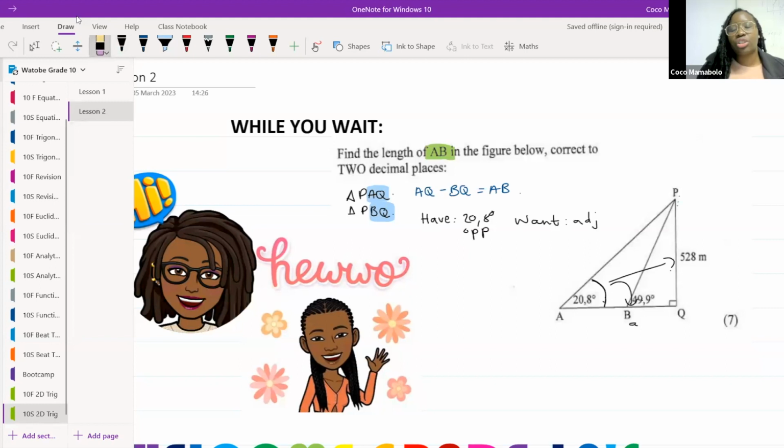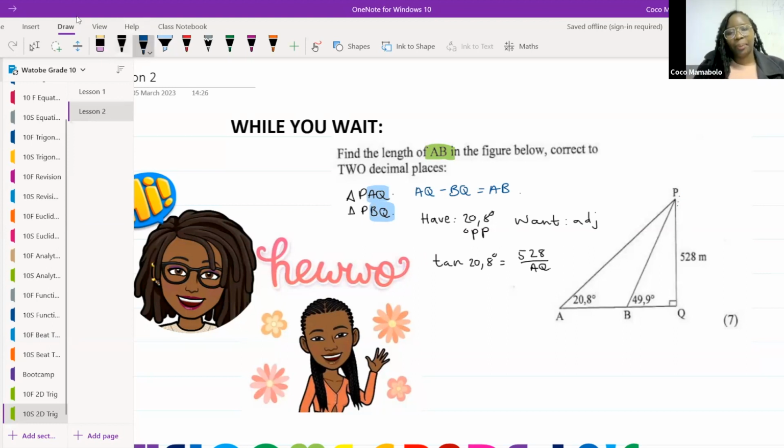Now, the trig ratio is going to use opposite and adjacent, so we're going to use tangent. Give me an equation. So tan 20.8 is equal to 528 over A. I just made a random value, but we can use the value AQ. We can use A or AQ. It won't make a difference as long as we get the answer.